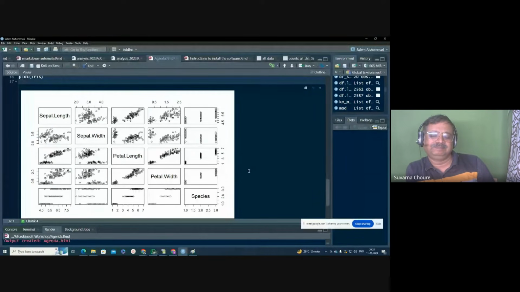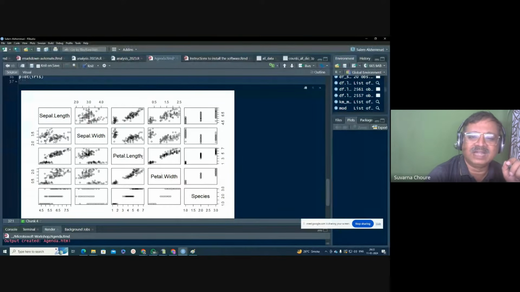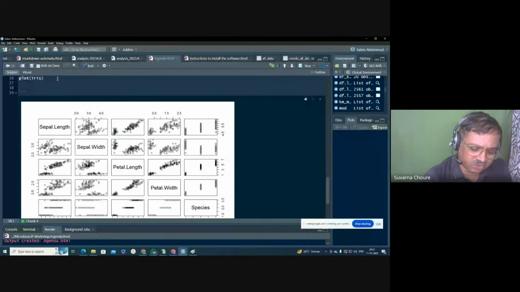Hello? Yes, sir. Now, if you see here, petal length and petal width have a good positive correlation. And there is good correlation between sepal length and petal length also by this plot, where my cursor is moving. A little correlation is there between sepal length and sepal width. Now, we can see the strength of that correlation also.